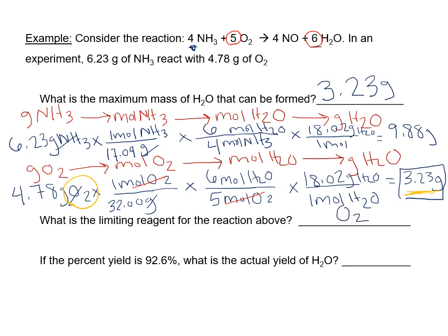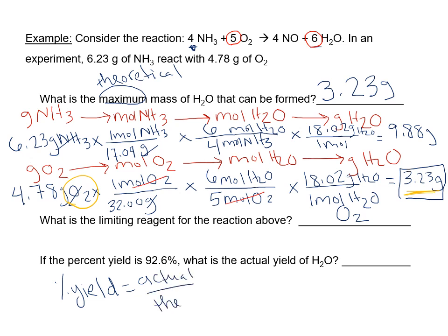And then the last step asks, if the percent yield is 92.6%, what will be the actual yield of water? Remember that the actual yield is always less than the theoretical yield, right? So this here, this maximum mass that they had us find, this is our theoretical yield. Theoretical and maximum are the same. So now I need to find the percent yield. The percent yield is the actual yield over the theoretical yield times 100.